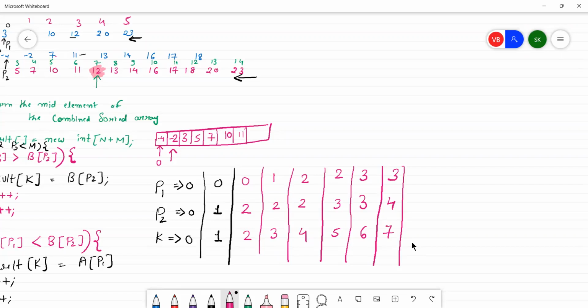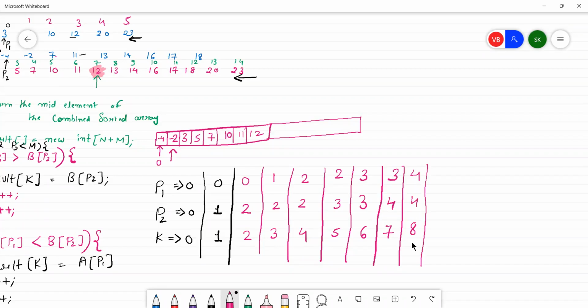Now we will compare 13 and 12. Which one is smaller? 12 is smaller, 12 will get stored. And now we will increase the value of P1, it will become 4. Here 4 is there and here it will become 8.